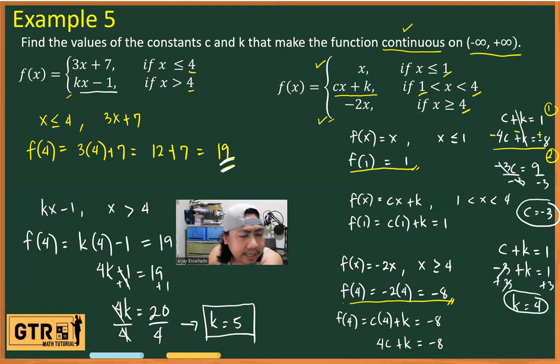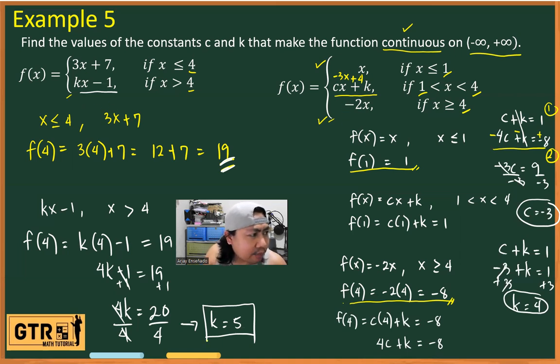The value of c is -3, and the value of k is 4. So therefore, the function, the subfunction, the middle subfunction should be -3x plus 4 so that the function is continuous. Okay? So when we draw the graph of this piecewise function, continuous na itong dalawa.